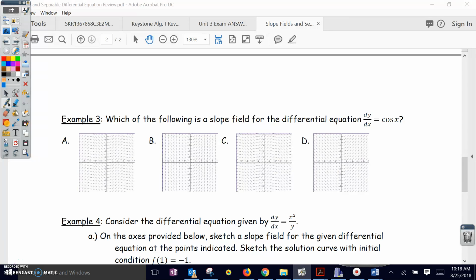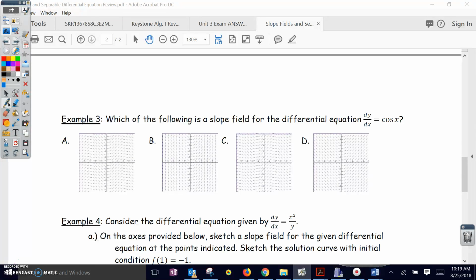Okay, in example 3 here, we're looking to decide which of these slope fields represents the differential equation for dy/dx equals cosine of x. And so if we think about this, there are a lot of different ways that we could make this determination. Probably the easiest, if we think about cosine of x, is that dy/dx is going to be the same for all values of y, and if we look at all these slope fields, it looks like dy/dx is the same for all values of y at a given value of x.